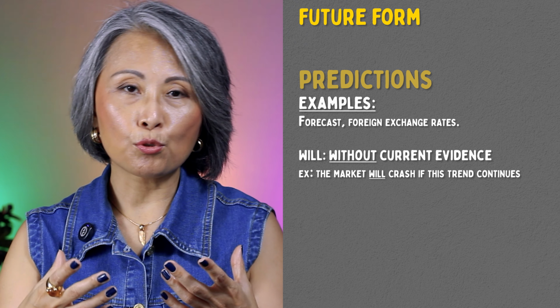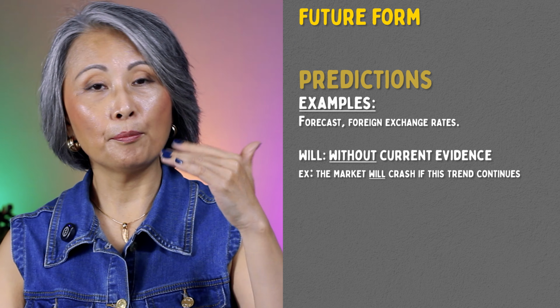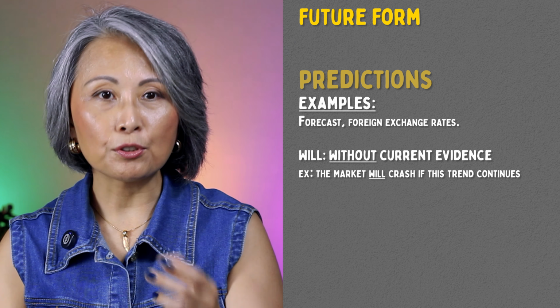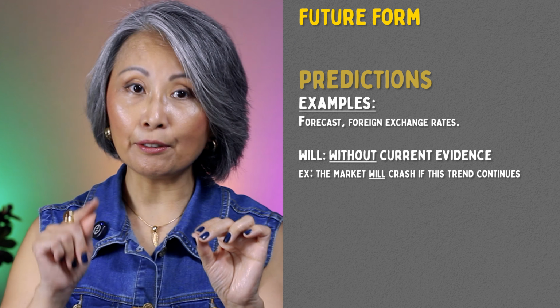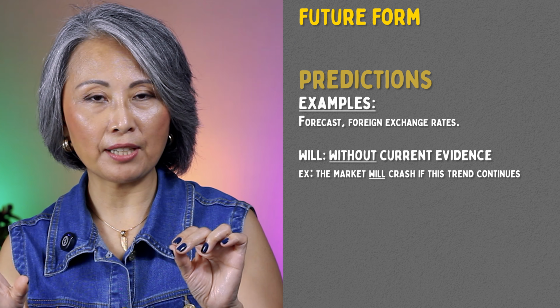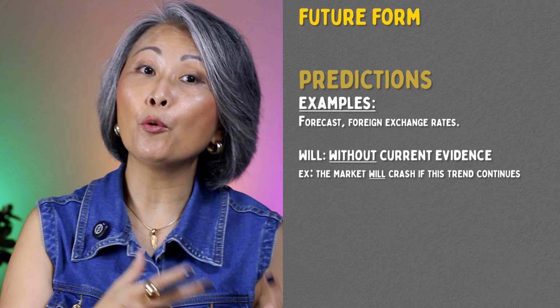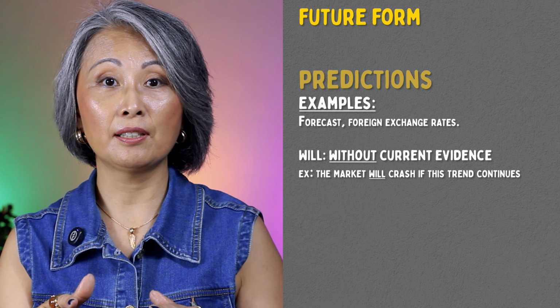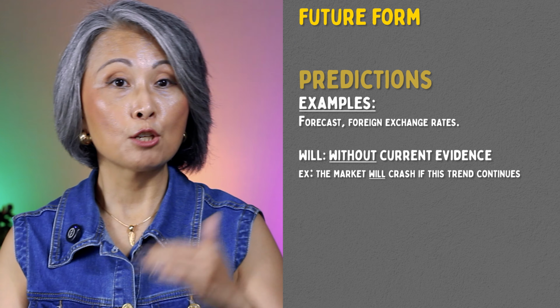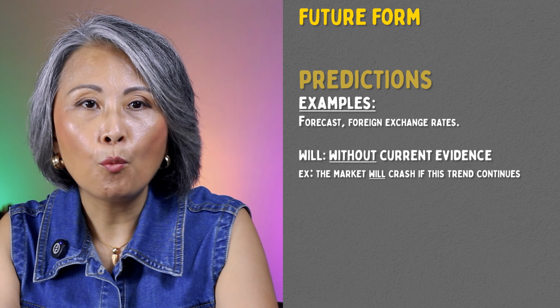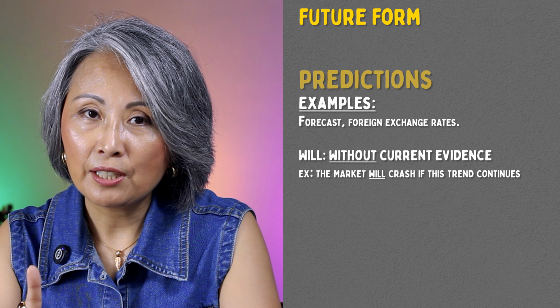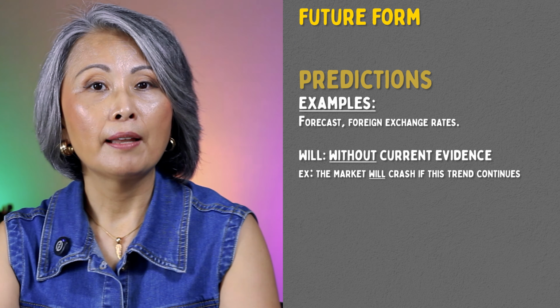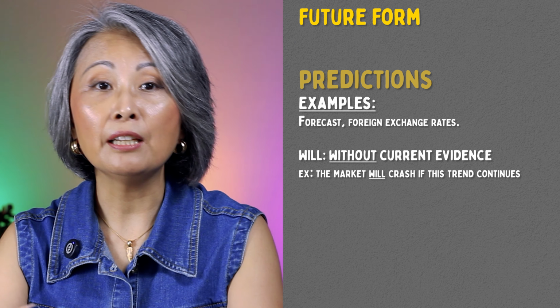So those predictions can be talked about with will if you have no current evidence, or with be going to if you have current evidence. So, for example, will, prediction without current evidence. An example: the market will crash if this trend continues.